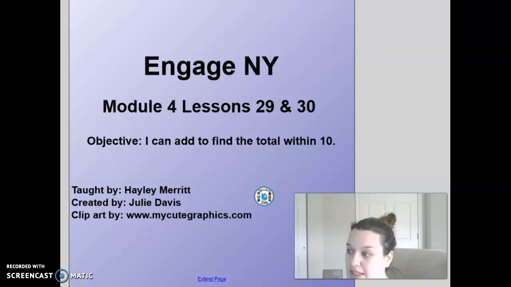So today's focus is: I can find the total within the number 10. So 0 through 10, and we're going to be able to find the sum or the total. We're going to be doing some addition, adding our two parts together today, okay? Before we get started, if you could go grab something to write with and something to write on, that would be wonderful. And then unpause me and we'll get started.